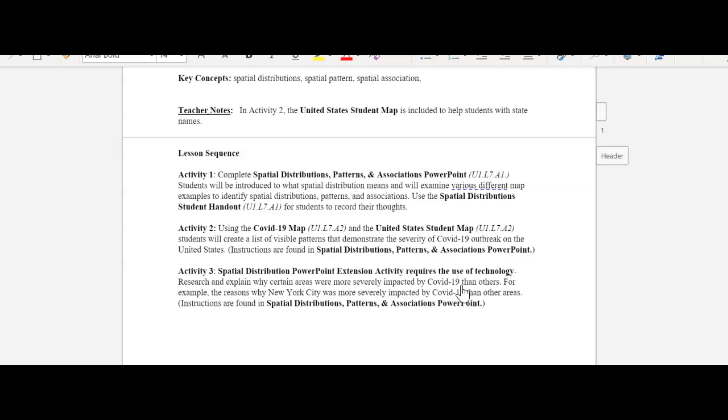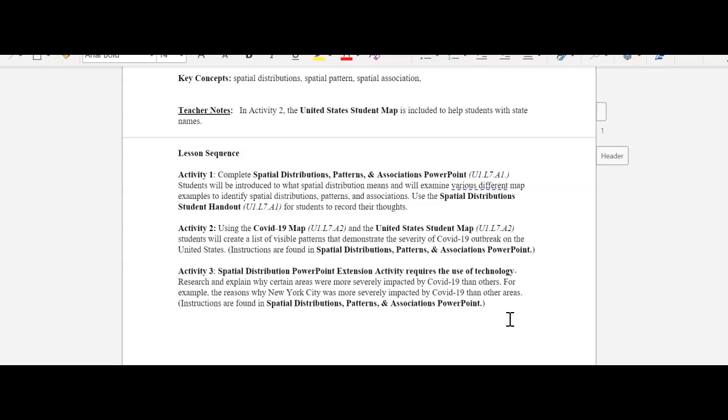And then once they have finished that, we'd like to see them do some research with this and to actually investigate some of the reasons why different areas were impacted differently. So, what we're looking for here is that there's a higher population, there's a lot of world travel or international travel there. So can the students find some of those things as to why certain areas were more impacted?